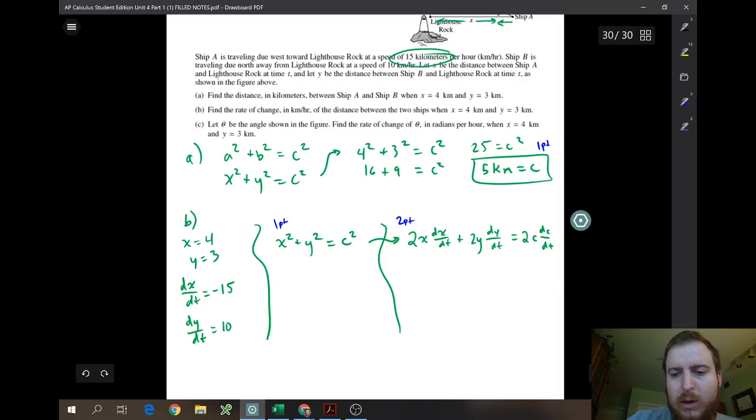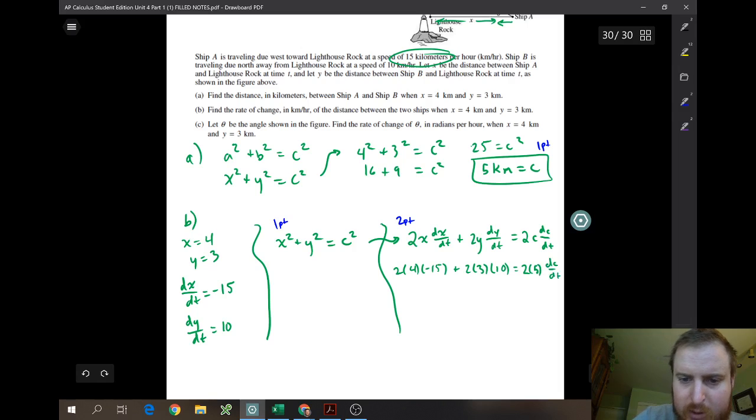And so now, just plugging in, right, 2 times 4 times negative 15, plus 2 times 3 times 10 equals 2 times our answer from part 1, 5, times dc/dt. So this is going to give us negative 120 plus 60 equals 10 dc/dt. That's negative 60 divided by 10, right?